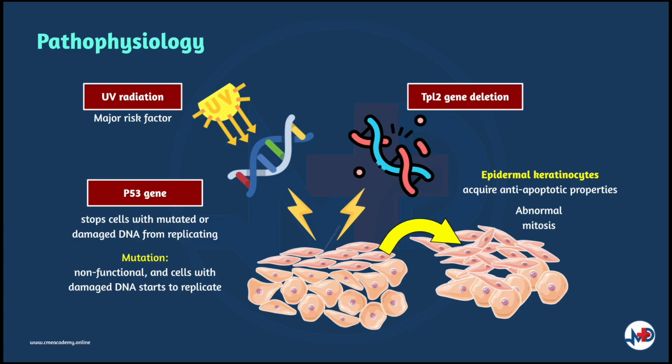Exposure to prolonged and excessive UV radiation is the major risk factor for squamous cell carcinoma. Mutations of genes have been found to cause squamous cell carcinoma formation, one of the genes being the P53 gene. P53 protein functions by stopping cells with mutated or damaged DNA from replicating, and when mutation happens, it becomes non-functional and cells with damaged DNA due to UV radiation will be allowed to replicate. Another gene mutation is deletion of tumor progression locus 2. With the combination of these gene mutations, epidermal keratinocytes acquire anti-apoptotic properties, leading to frequent mitosis.